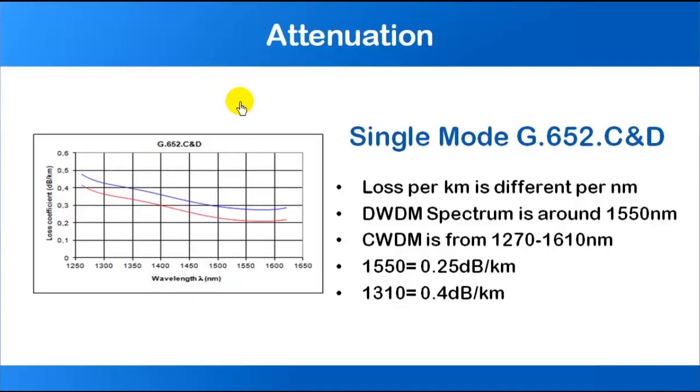G652.C or .D. The loss of light is depending on nanometers, which means different color has different loss. In the DWDM spectrum, which is around 1550, you got a lower loss than on the lower band of the CWDM. The CWDM is from 1270 to 1610, and for example 1310 has a loss of 0.4 dB per kilometer, and 1550 has 0.25 dB loss per kilometer.